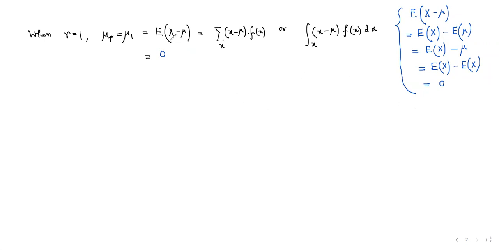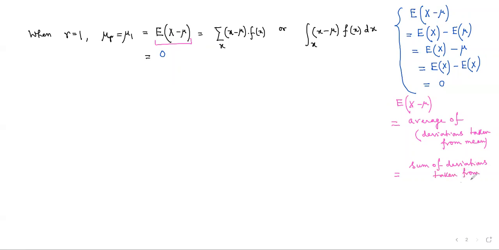Another way of thinking is to carefully look at this expression. What is this? This expression, expectation of x minus mu, is actually giving us deviations, or rather, if I want to write it more specifically, average of deviations taken from mean. That is our quantity, expectation of x minus mu. And by definition, it is nothing but sum of deviations taken from mean divided by total observations.